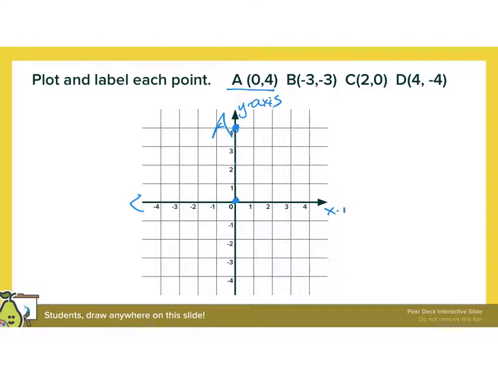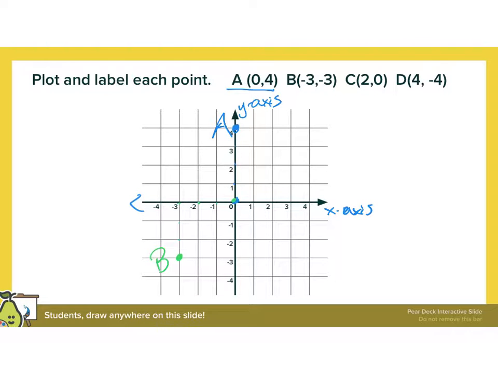right? Always label everything. I'm going to switch to a different color, and I'm going to do point B. Start at the middle. My x is -3, so I move left, 1, 2, 3. My y is also -3, so I move down, 1, 2, 3. Here is point B.